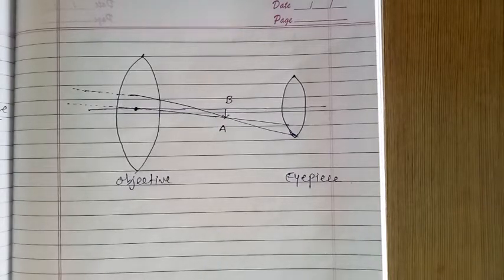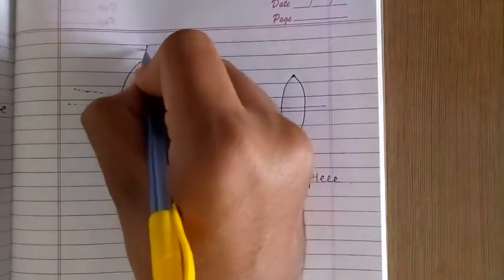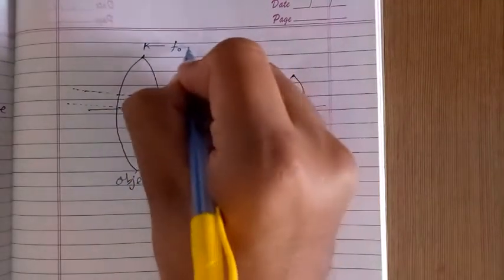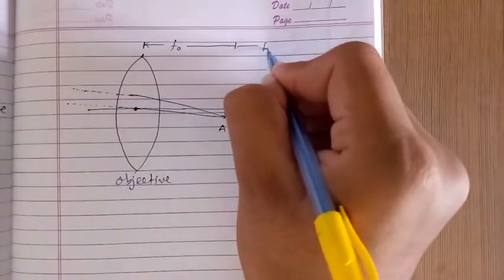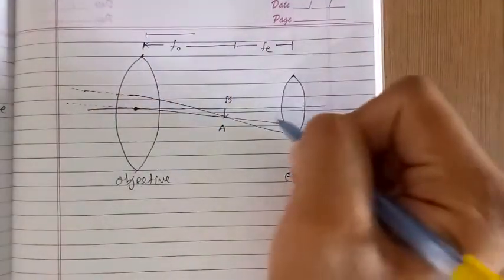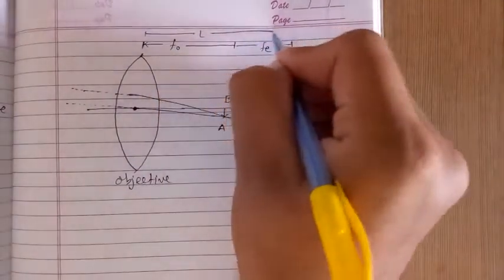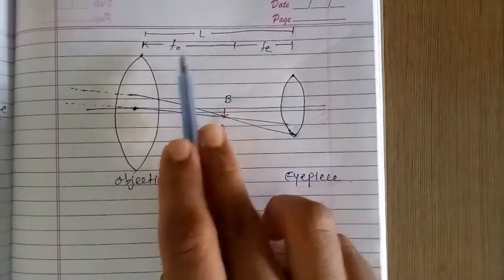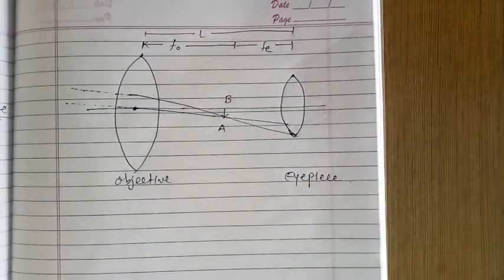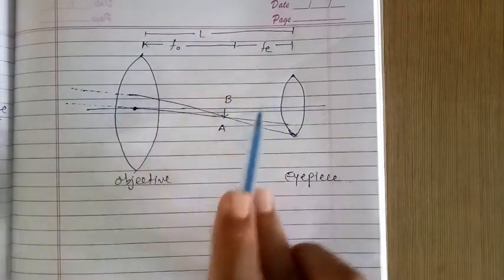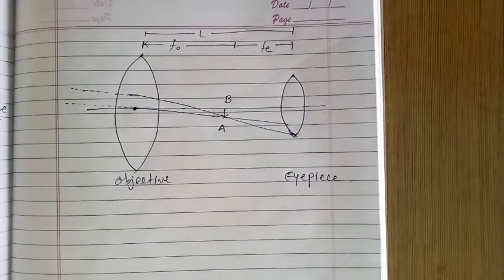Here this is the focal length of the objective, FO. This is the focal length of the eyepiece, FE. The total distance between the objective and eyepiece is called the tube length, or length of the tube. So we can say L is equal to FO plus FE, right? This FO plus FE is the optical length of the telescope, or the length of the tube.